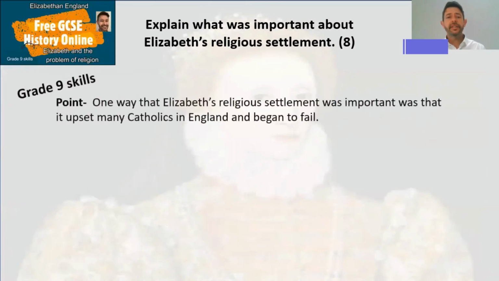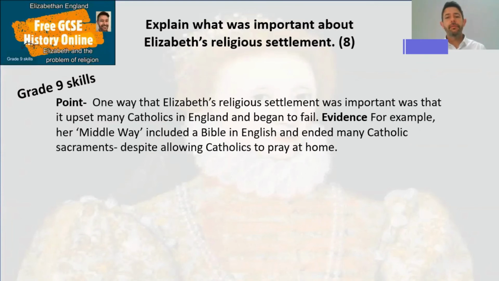Okay, so we can make a point. One way that Elizabeth's religious settlement was important was that it upset many Catholics in England and began to fail. Okay, if you like, again, you can carry on, you can write the next bit, for example. Go on if you like. Have a think about the evidence you might give.